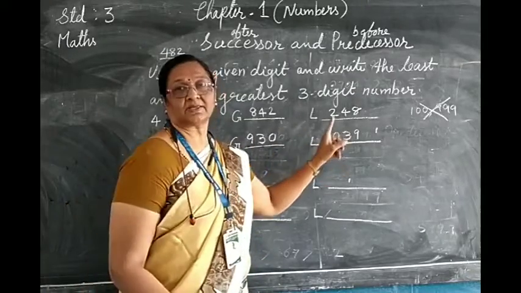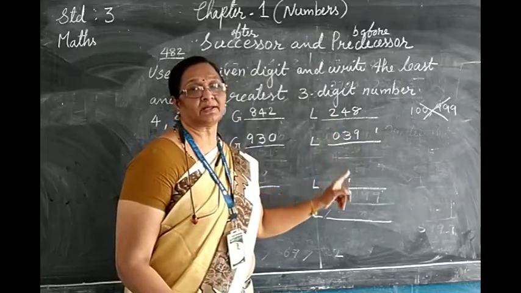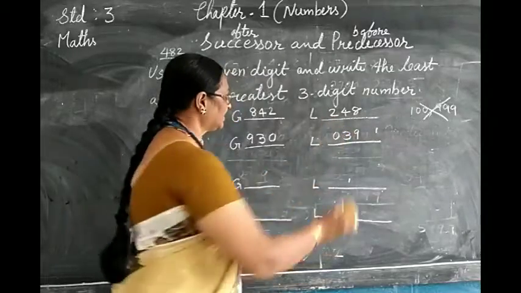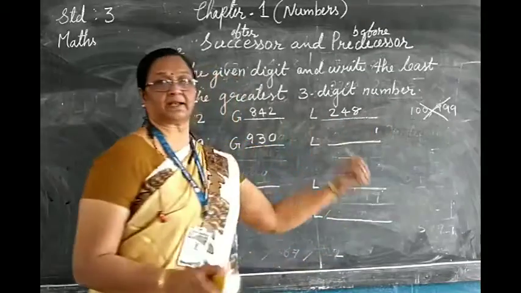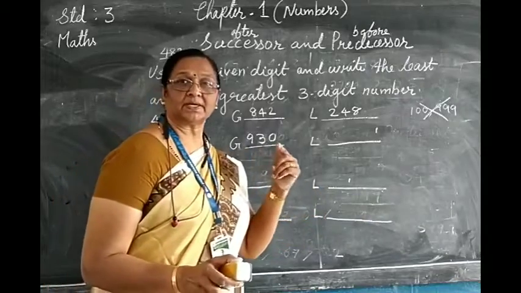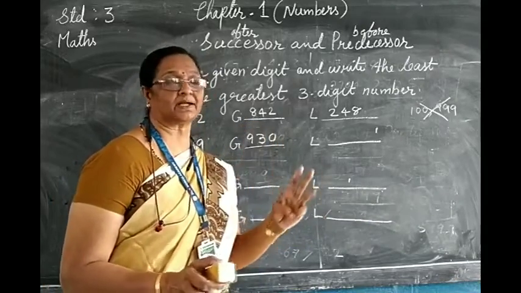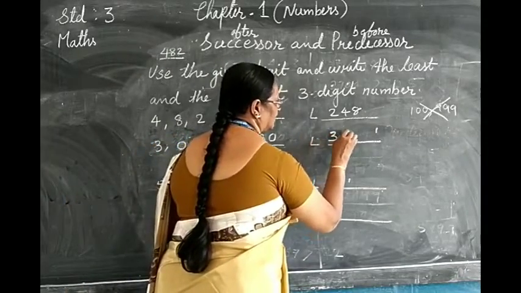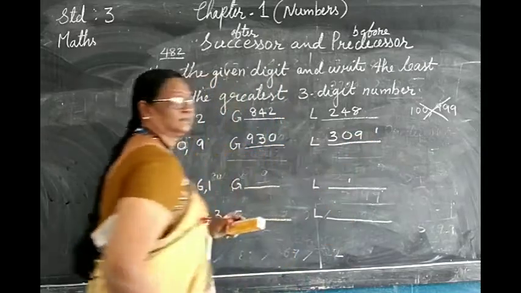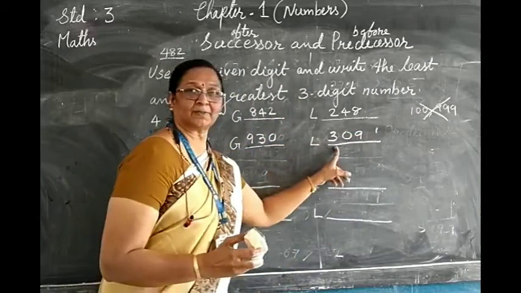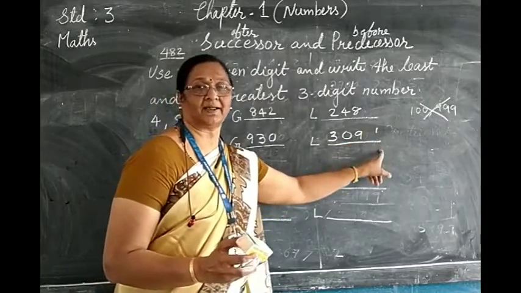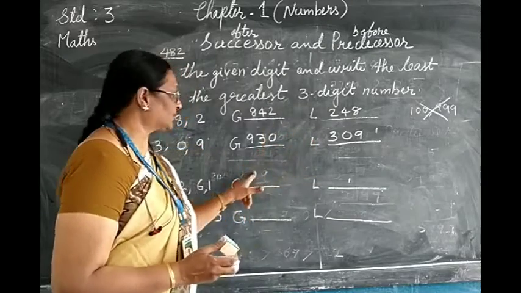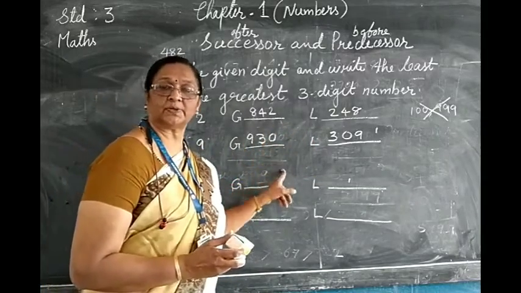So this is wrong. That method we cannot follow when there is 0. When there is 0, 0 will be the second number, then only it is going to be a 3-digit number. So the first will be 3, then 0, then 9. Alright, is it a 3-digit number now? 309. Okay, children. When we deal with 0 for the greatest number, there is no problem.